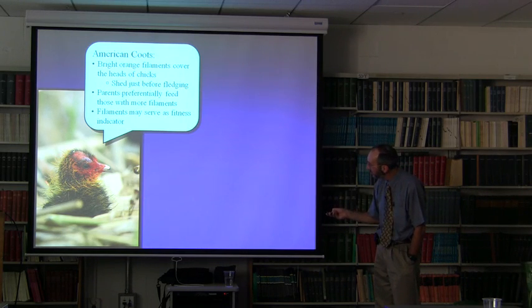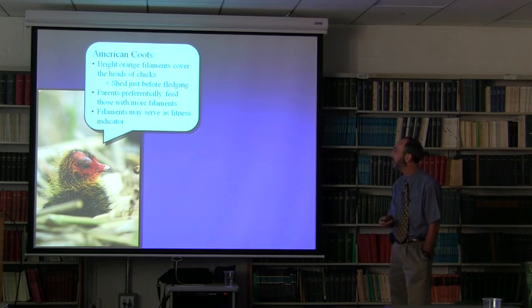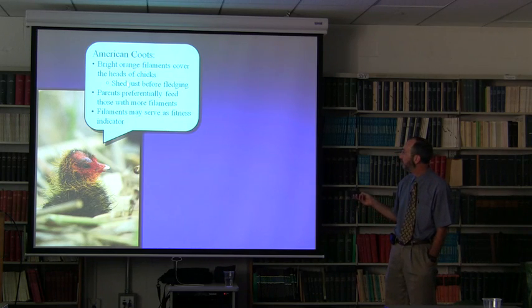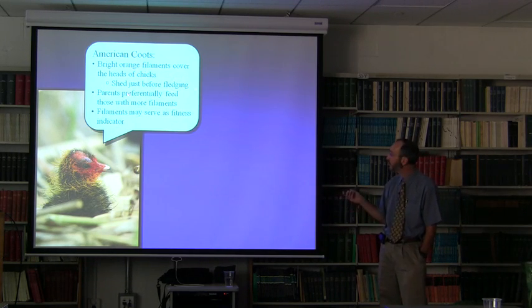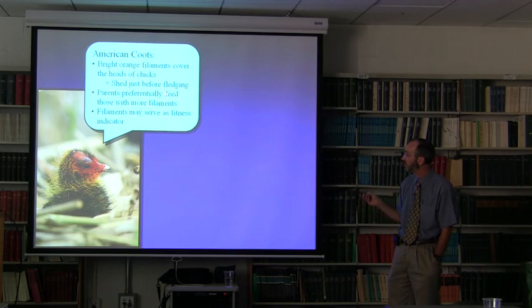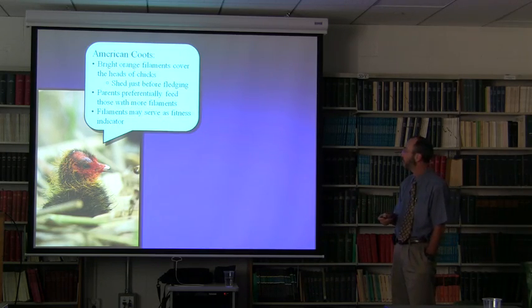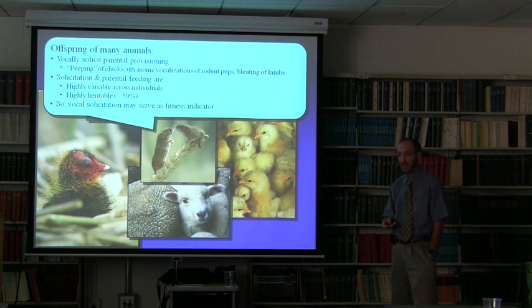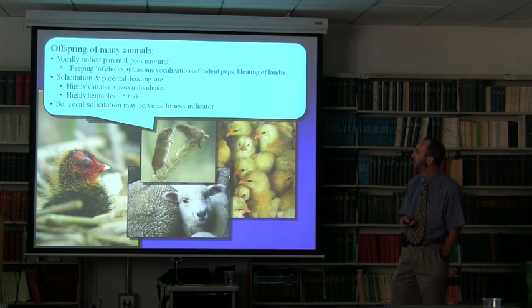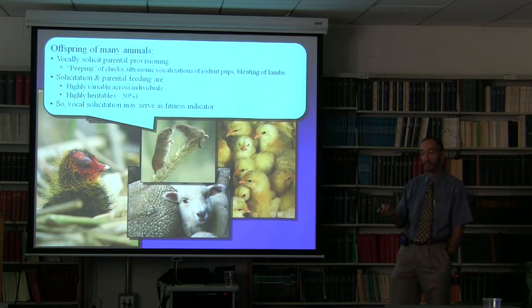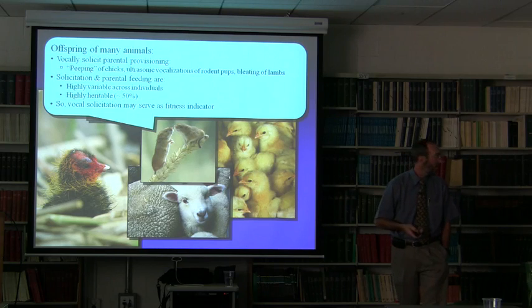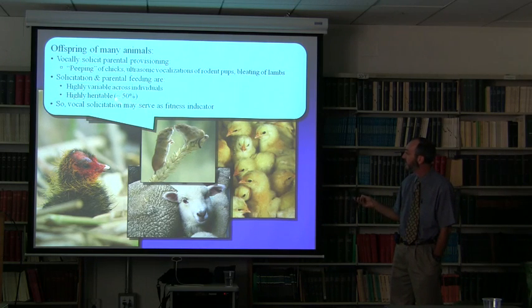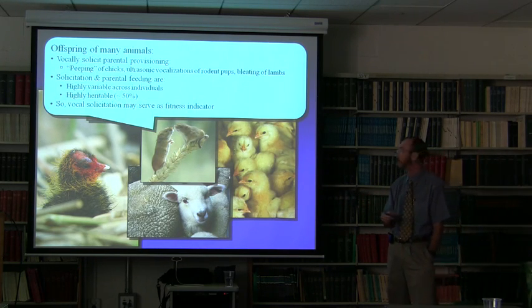These bright orange filaments cover the heads of American coot chicks, and they're shed just before they leave parental care. Parents preferentially feed those with more filaments, so filaments may serve as a fitness indicator. Also, the offspring of many animals vocally solicit parental provisioning by peeping, ultrasonic vocalizations, and bleating, for example. And that solicitation and the parental feeding itself are both highly variable across individuals and highly heritable. So this possibly is evidence that vocal solicitation is serving as a fitness indicator in these species.